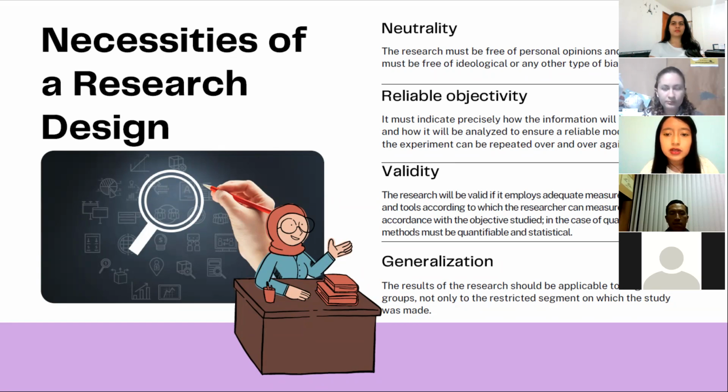Validity. The result will be valid if it employs adequate measurement techniques and tools with which the researcher can measure the results in accordance with the objective studied. In the case of quantitative data studies, the methods must be quantifiable and statistical. Generalization. The results of the research should be applicable to larger groups, not only to the restricted segments on which the study was made.